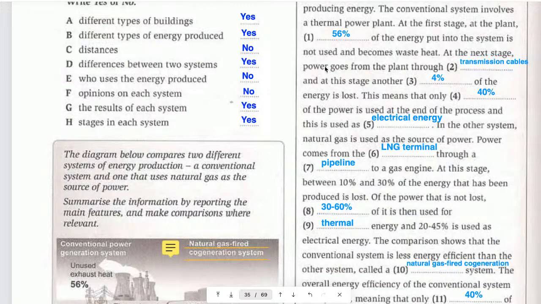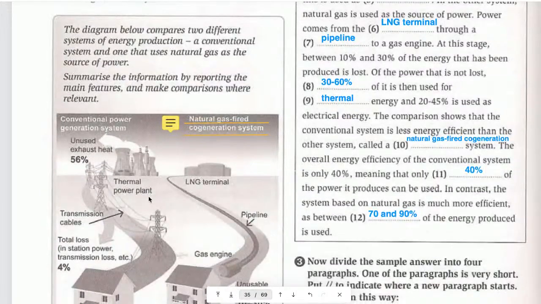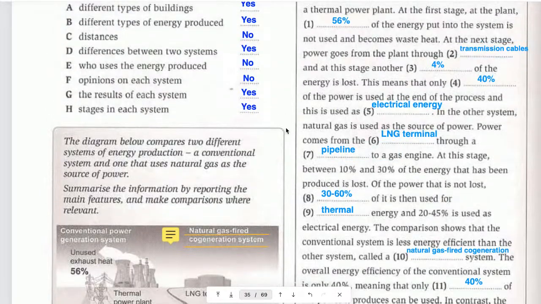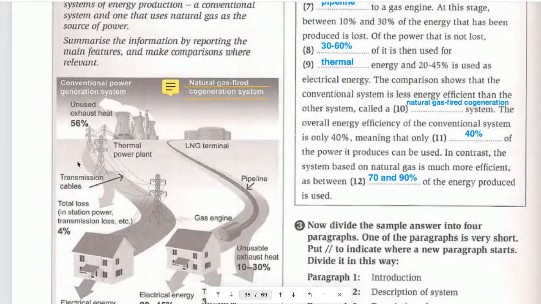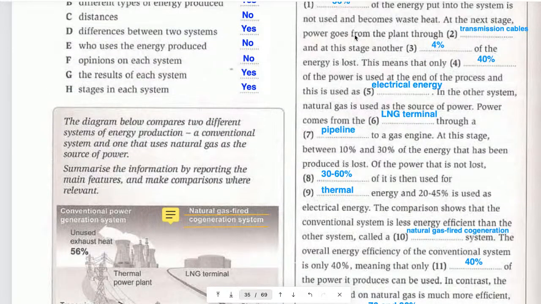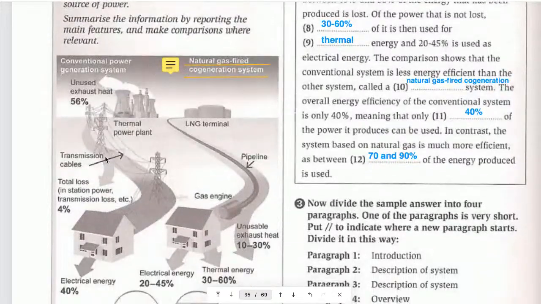At the next stage, power goes from the plant through transmission cables, and at this stage, another 4% of the energy is lost. Okay, now let's check the diagram together and see whether it is described correctly or not. So at the next stage, right here, transmission. You see the word transmission cables, right? Power goes from the plant. Yes, you can see power goes from the plant through transmission cables.